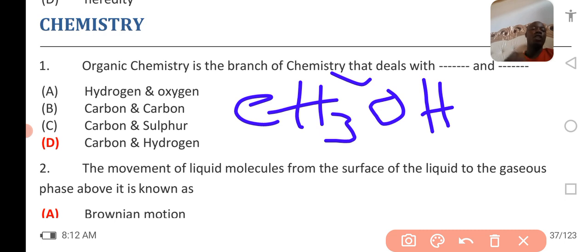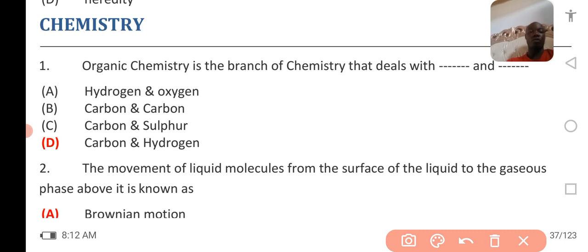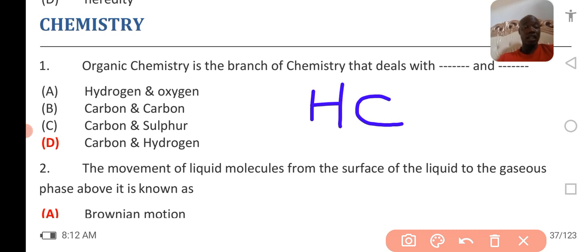But now the question is, why is it that they selected option D, carbon and hydrogen? Of course, organic compounds are classified into two. We have hydrocarbon and non-hydrocarbon. HC means hydrocarbon. So when you say hydrocarbon, it means a compound that contains carbon and hydrogen only.